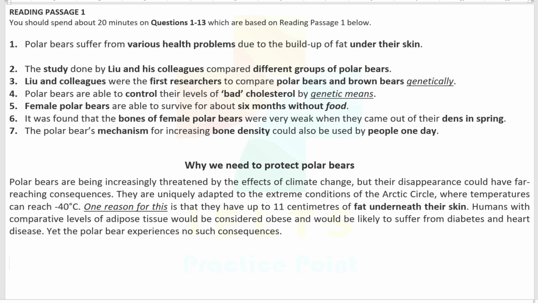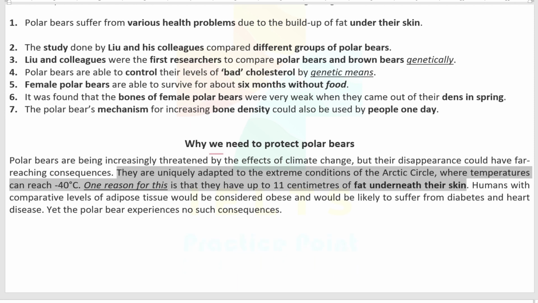The keywords of the first question we have got in paragraph A. They are uniquely adapted to the extreme conditions of the Arctic Circle, where temperatures can reach -40 degrees Celsius. One reason for this is that they have up to 11 centimeters of fat underneath their skin. Let's analyze the sentence. There is a question.